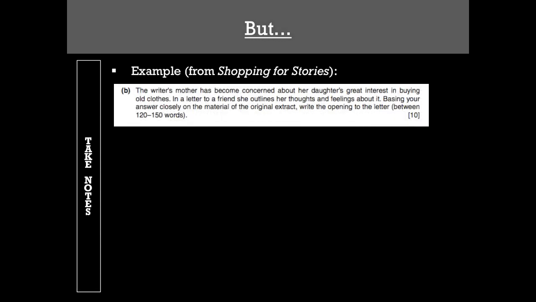But I do want to specify one thing about Part B. Sometimes they like to trick you on Part B. An example of that would have been from Shopping for Stories. For this one, it says, the writer's mother has become concerned about her daughter's great interest in buying old clothes. In a letter to a friend, she outlines her thoughts and feelings about it. Basing your answer closely on the material of the original, write the opening to the letter. For this one, you are not the daughter that's apparently crazy about buying clothes. Instead, you are the mother.